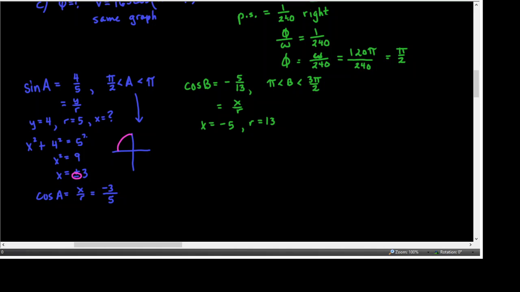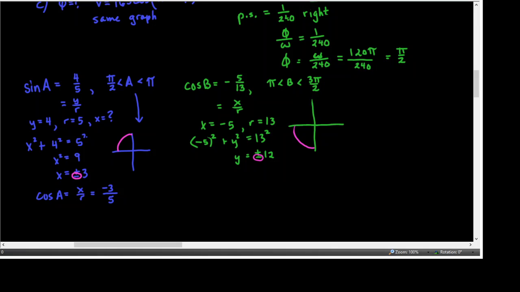So that means we need to find y. It's the one we don't know. So x squared plus y squared equals 13 squared. So that means y is equal to plus or minus 12. And to make the decision about what angle that is, we're told that b is between pi and 3 pi over 2. And what kind of number is y in that quadrant? It's negative.